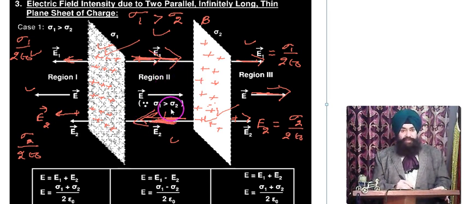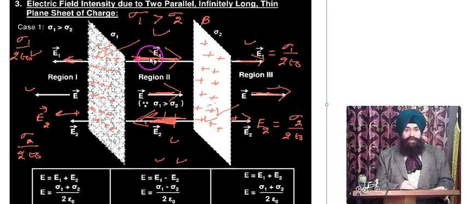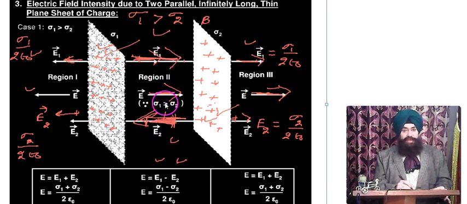So the resultant intensity becomes E1 minus E2, and its direction will be along the bigger one. The bigger one is E1, so the net intensity will also be along this side, and it will be E1 minus E2. So you show E1 with a bigger length, E2 with a shorter length. Like if this is 10 centimeter, this is 2 centimeter, the resultant intensity becomes 8 centimeter along this side. So it depends, if sigma 1 is greater than sigma 2.